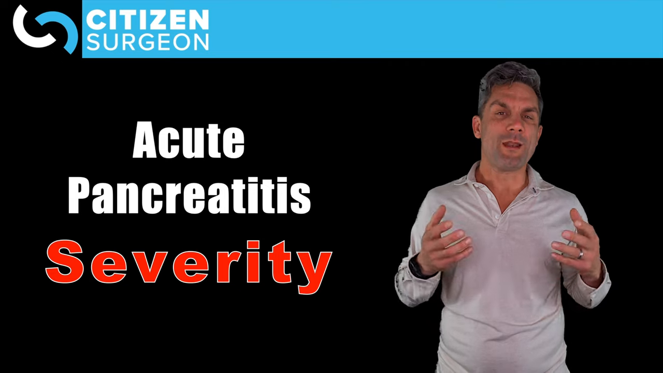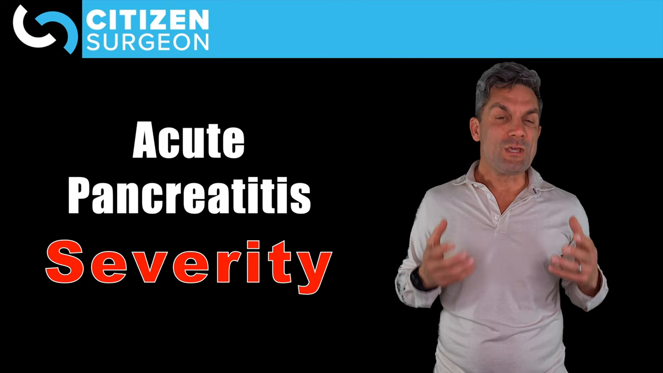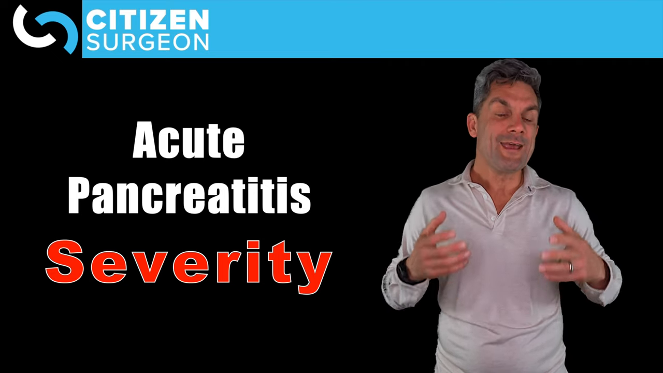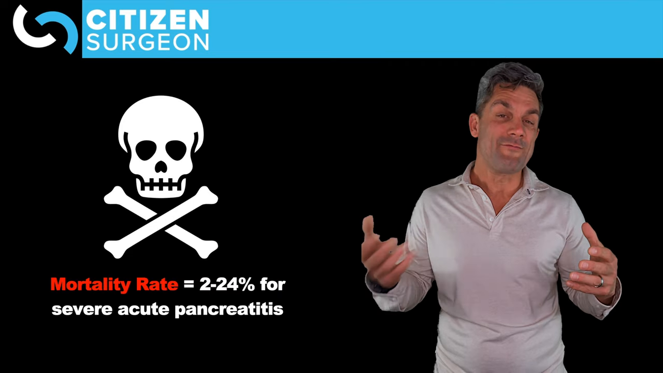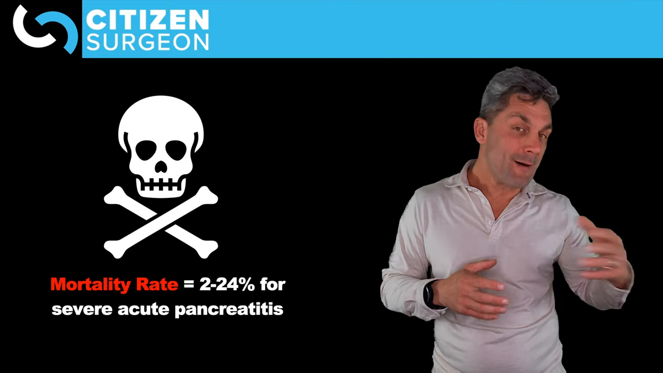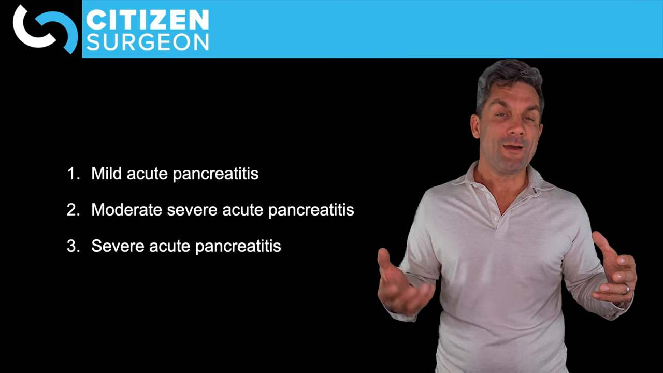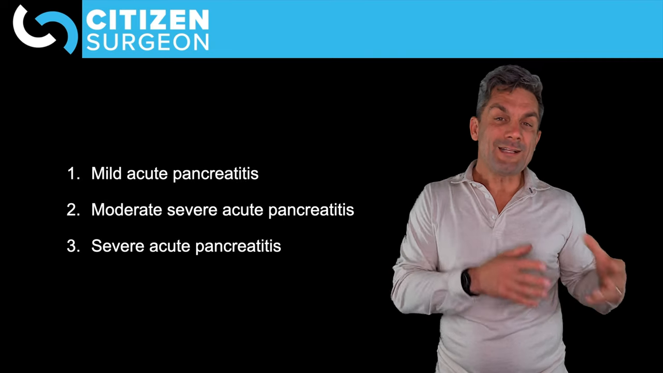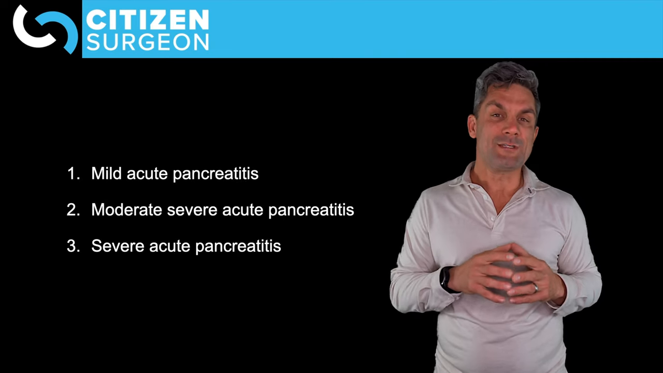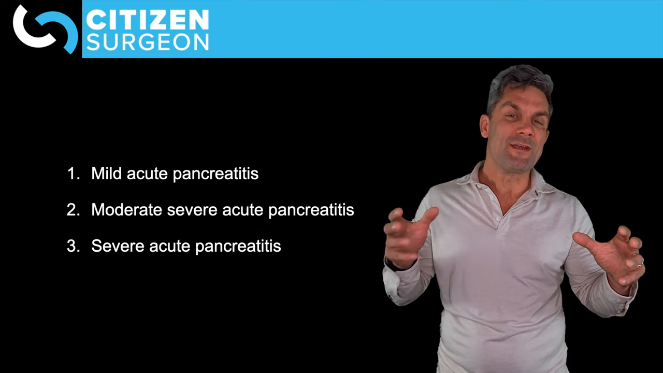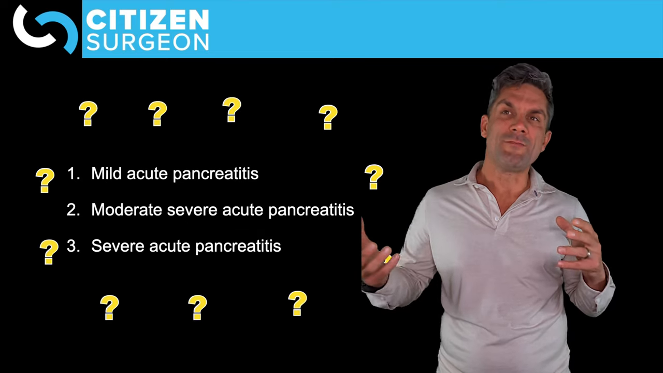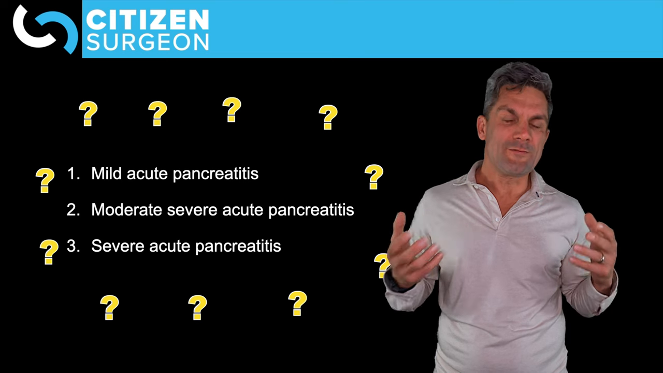Now, why would we wanna do that? Well, we know that acute pancreatitis has a very high mortality. So 2 to 24%, depending on, is this mild, moderate, or severe? And well, let's get to that. So we talked about last time in the diagnosis part about mild, moderate, severe. How do you know the difference between them?